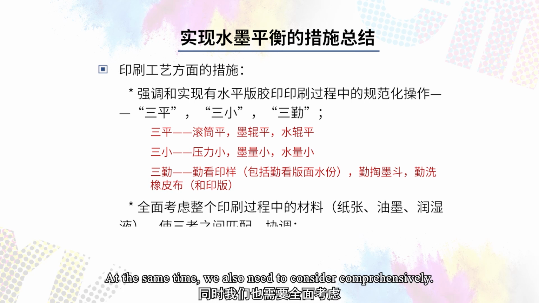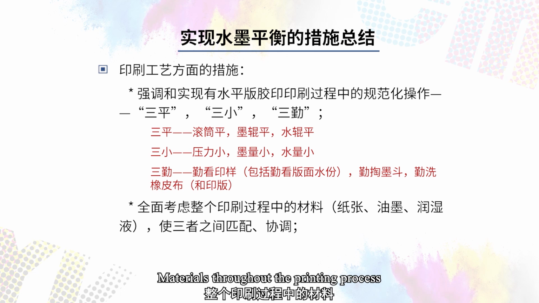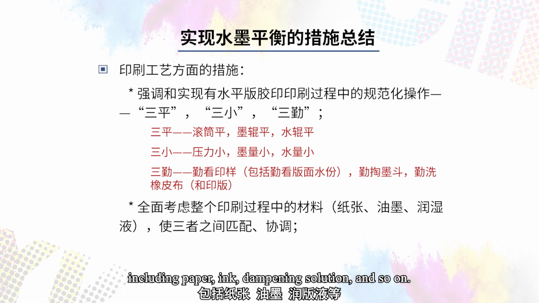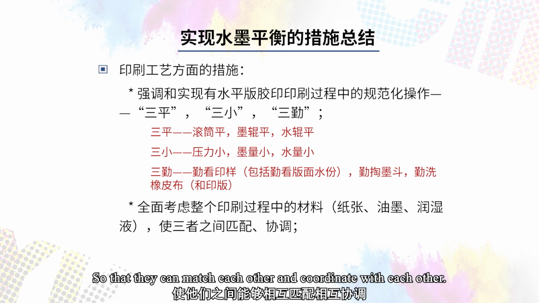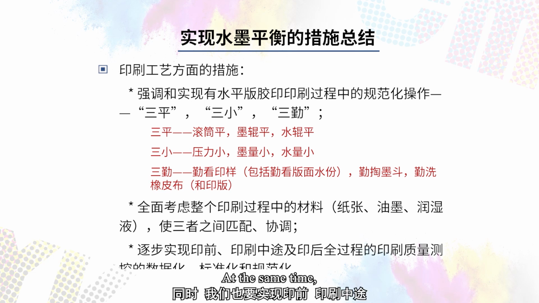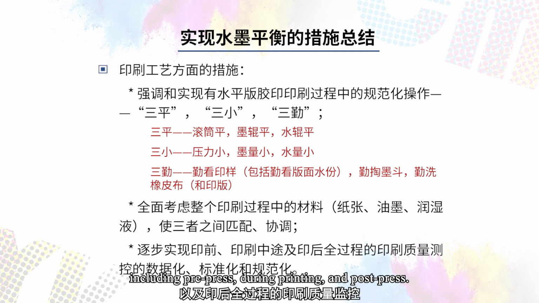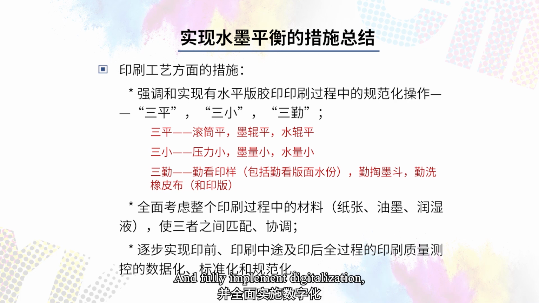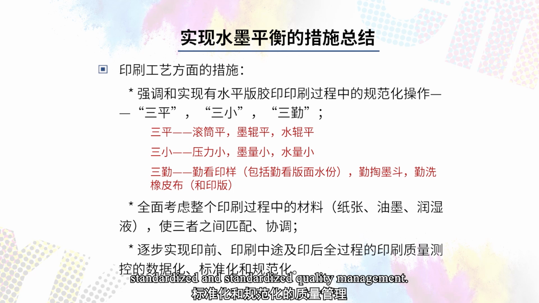At the same time, we also need to consider comprehensively the materials throughout the printing process, including paper, ink, dampening solution, and so on, so that they can match each other and coordinate with each other. At the same time, we need to achieve comprehensive quality control throughout the entire printing process, including pre-press, during printing, and post-press, and fully implement digitalized, standardized quality management.